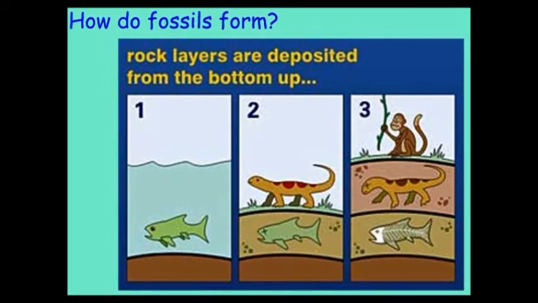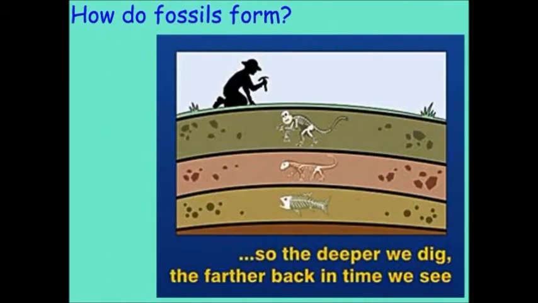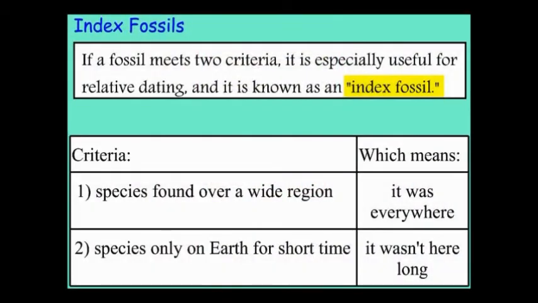Above that we have a primate. And then a person looking for fossils would find that the deeper that they dig, the further back in time that they would see. And if it meets two criteria, it is especially useful for relative dating, and it's known as an index fossil.